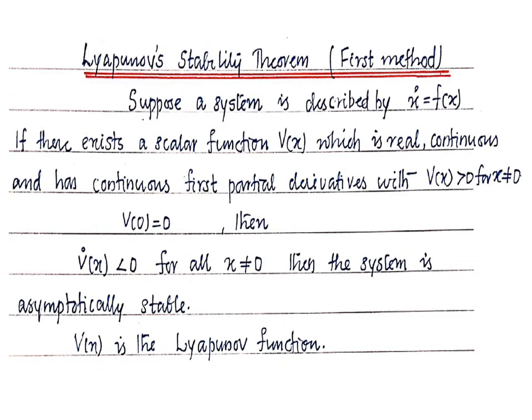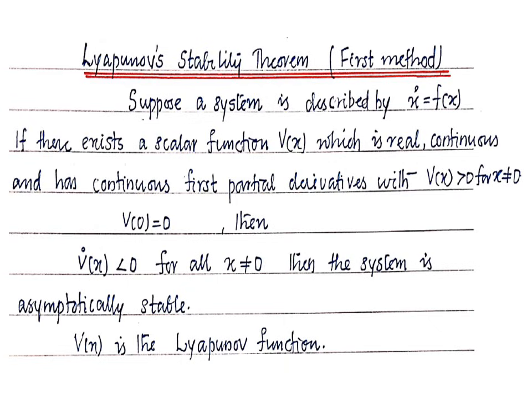If there exists a scalar function V of x, which is real, continuous, and has continuous first order partial derivatives, with V of x greater than 0 for x not equal to 0, that means V of x is positive definite, and V dot x is less than 0 for all values of x except x equal to 0, then the system is asymptotically stable, and the given V of x is called the Lyapunov function. That means if a system's Lyapunov function V of x is positive definite, and V dot x is negative definite, then we can say that the system is asymptotically stable.